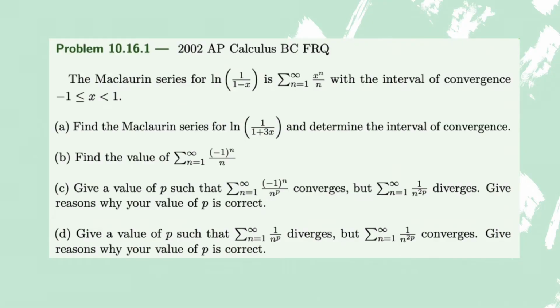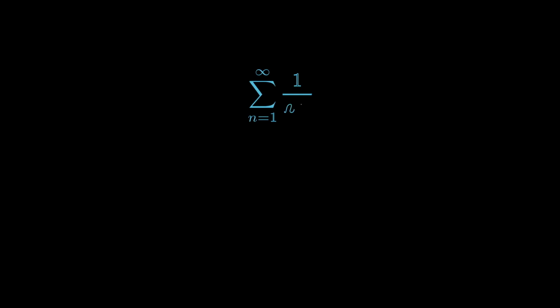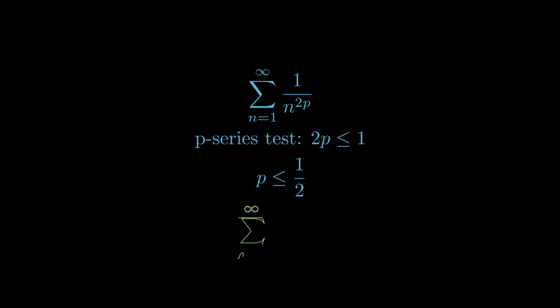Now in part C, we want to give a value of p such that this series, -1 to the power of n divided by n to the power of p, converges, but the series for 1 over n to the power of 2p diverges. Now, the series 1 over n to the power of 2p will diverge when that exponent, which is 2p, is less than or equal to 1. And this is by the p series test, which means that p must be less than or equal to 1 over 2.